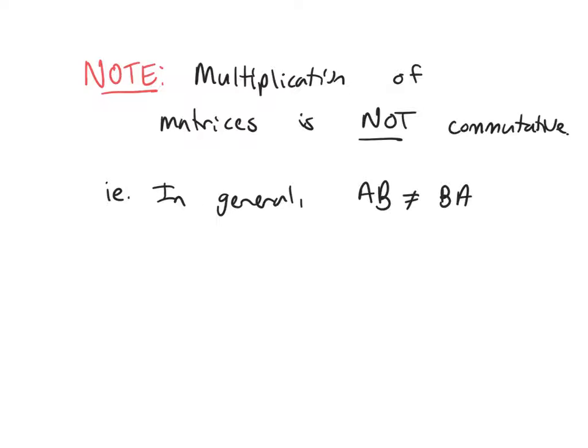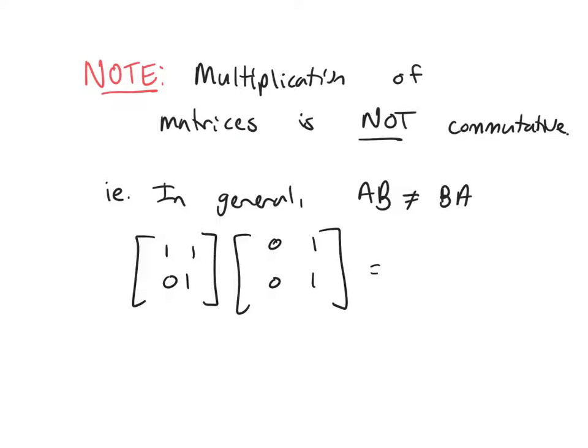So let's look at an example. Let's say I take the matrix [1, 1; 0, 1] and multiply by [0, 0; 1, 1]. If you compute this product here, you'll get 0 for this first entry. You'll get 2 for this one, 0 for that one, and 1.